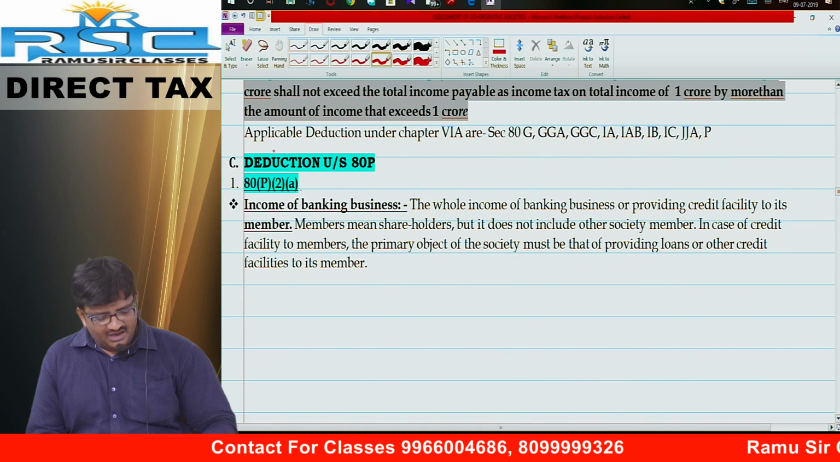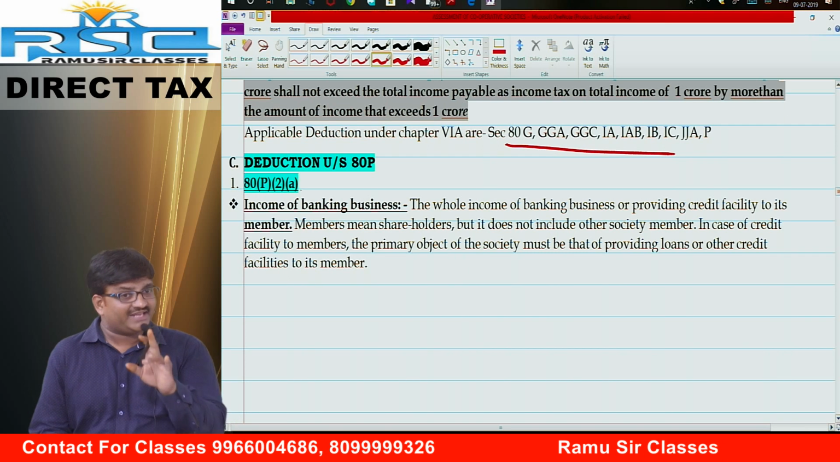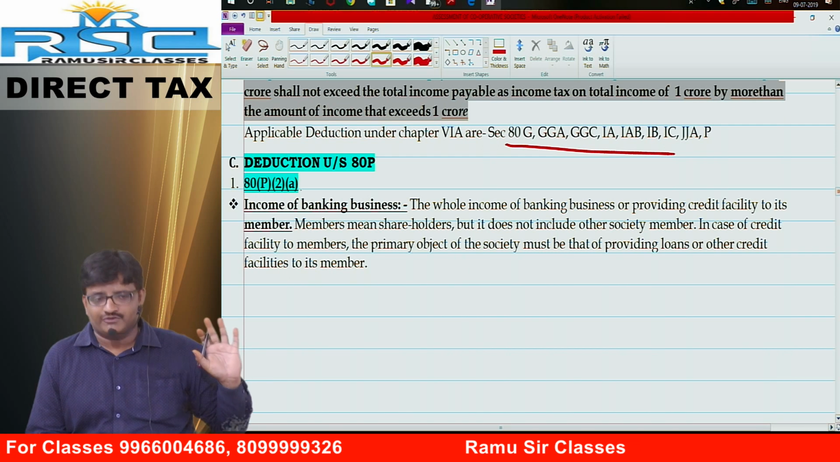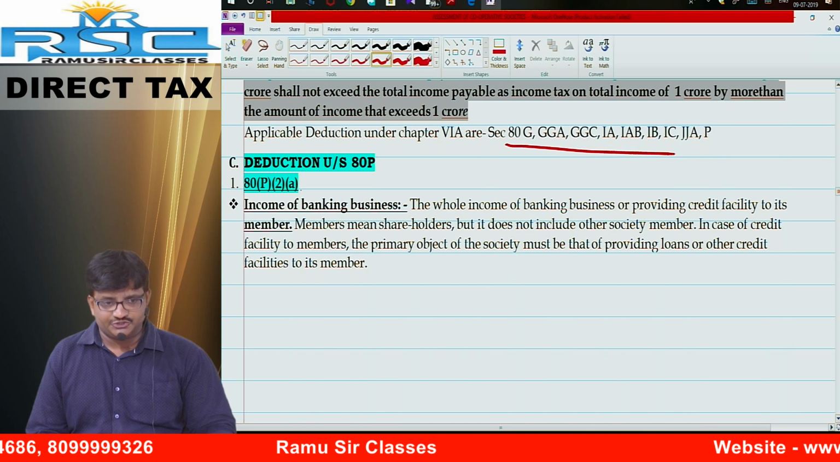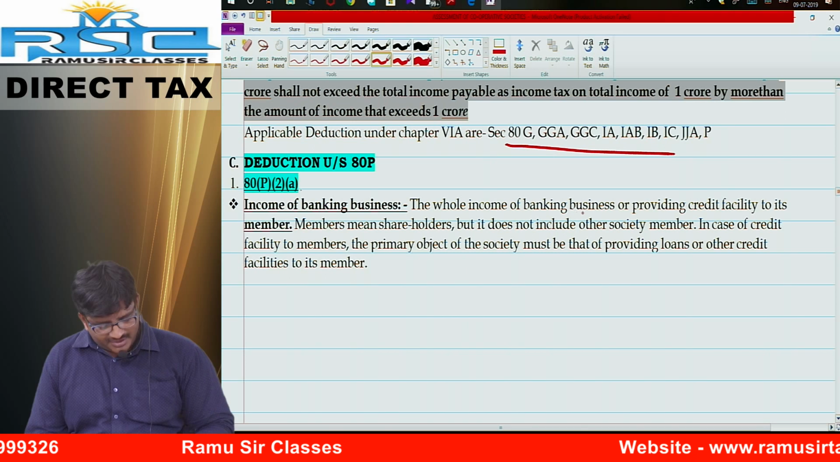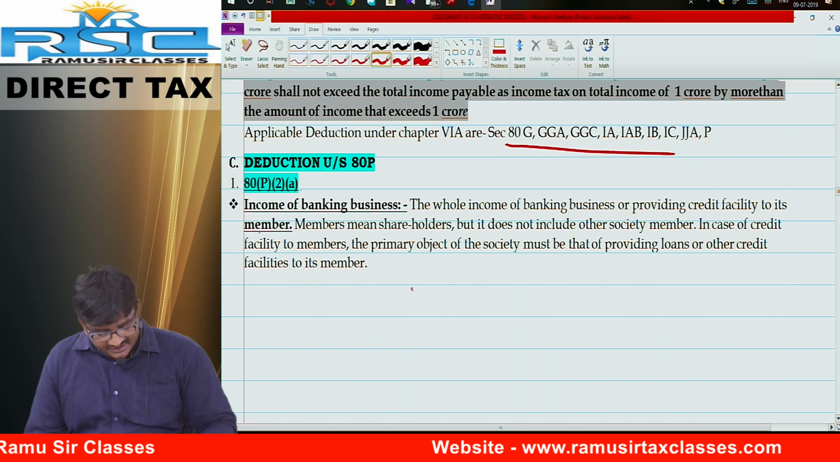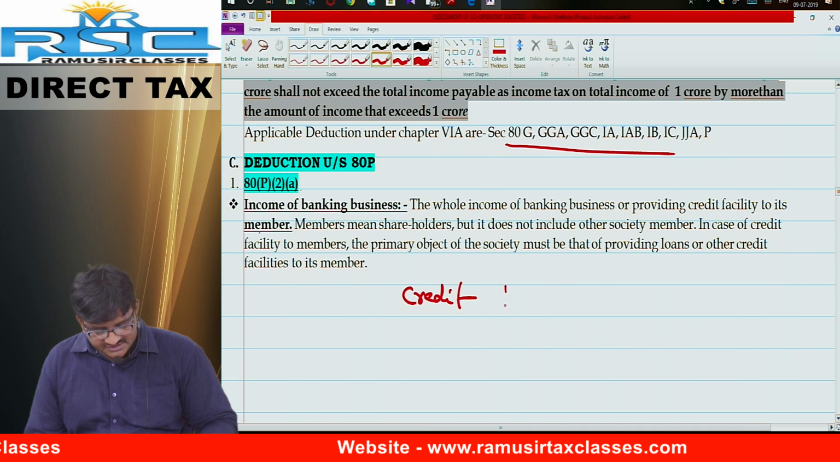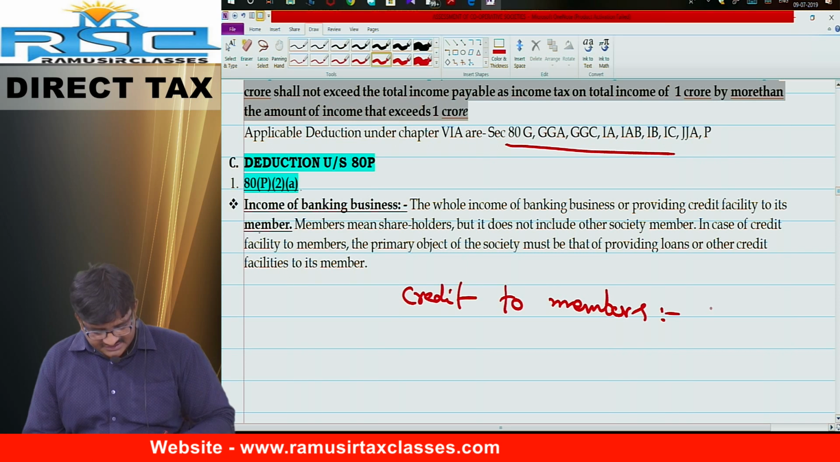Next one, all other deductions, 80G, 80GGA, some deductions are also applicable, but 80P is exclusively for cooperative societies. Now follow, friends, in detail. 80P subsection 2 clause A: the whole income of banking business or providing credit facilities to members only. Credit facilities to non-members are fully taxable. Only for members is it allowed as deduction.